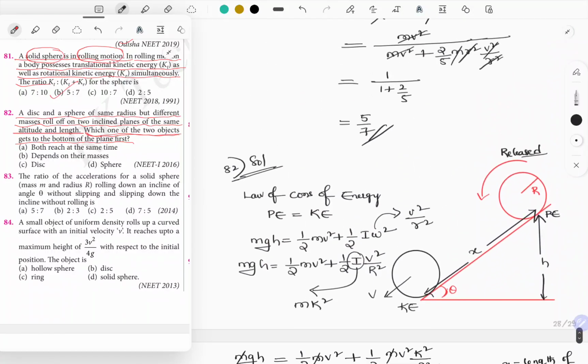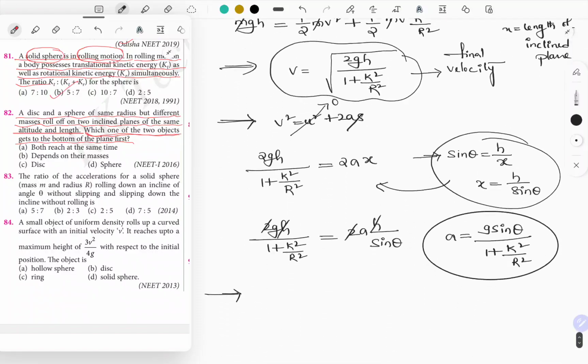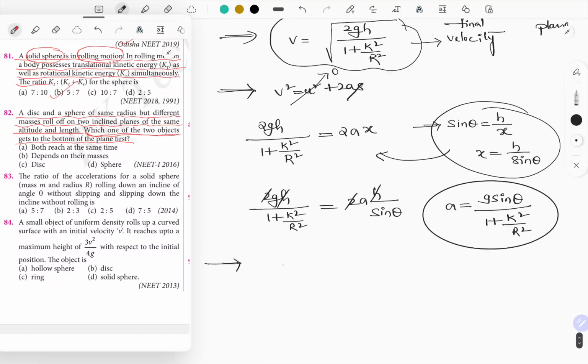So let's say the inclined plane height is going to be x. Assume the same thing. s is equal to ut plus half at square. We can use that equation. What's the initial velocity? They are released, right? It rolls off onto inclined planes, so same altitude and length.